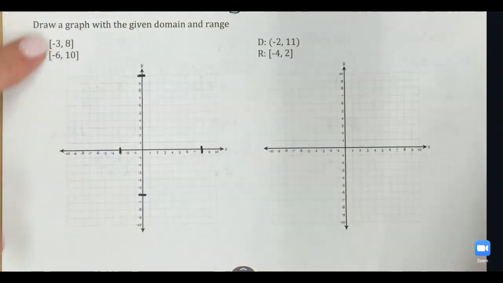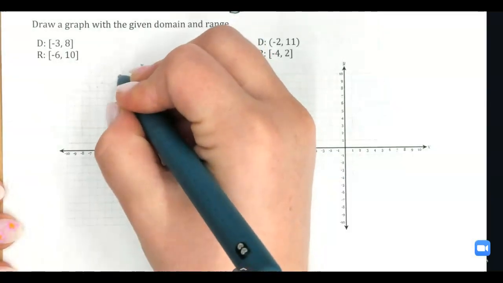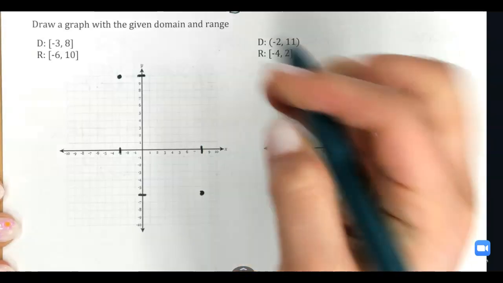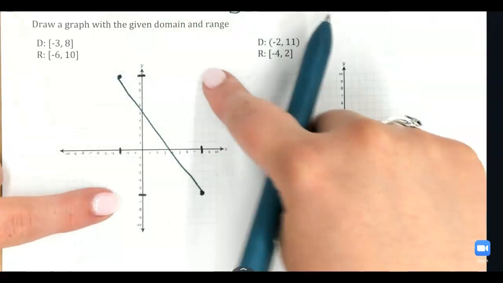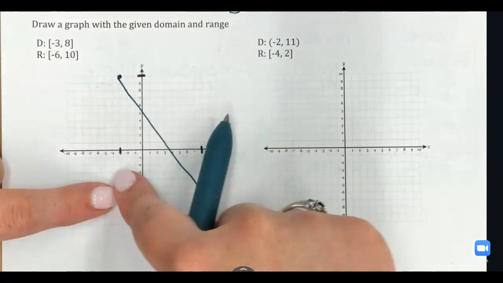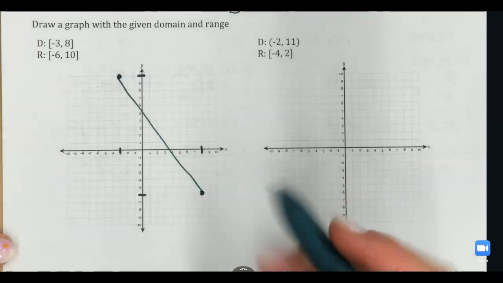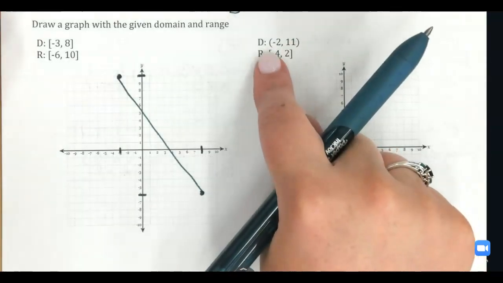Now, because everything is closed with your brackets, I can just simply draw 2 closed circles at the boundaries and draw a line connecting them. You could also switch the points to go like uphill instead of downhill. Up to you. There's multiple different ways your graph could kind of look parabolic. It doesn't have to be linear. Again, up to you. Now this next one is a little bit trickier.